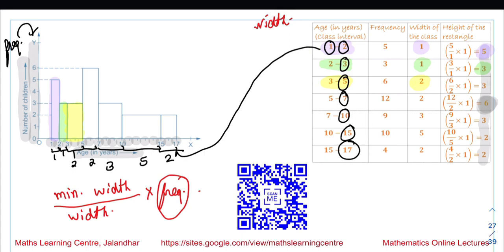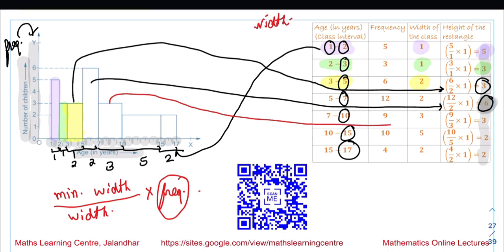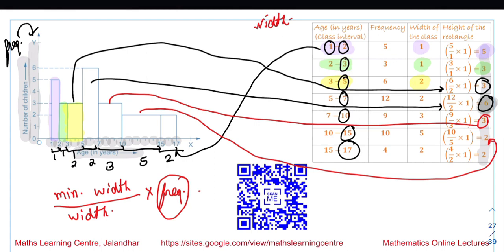So the frequencies we are using over here: for 3 to 5, the frequency we are using is 3. Next, for 5 to 7 the frequency we are using is 6. Next, for 7 to 10 the frequency we are using is 3. And then for 10 to 15 the frequency we are using is 2, and for 15 to 17 the frequency we are using is 2 over here.